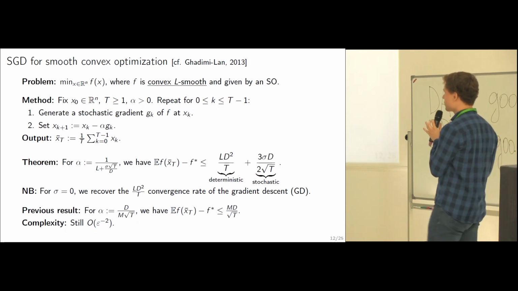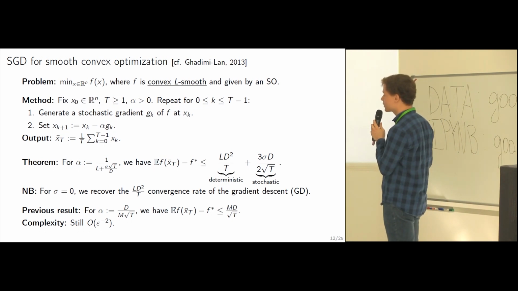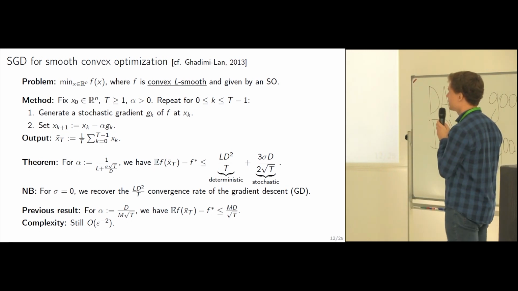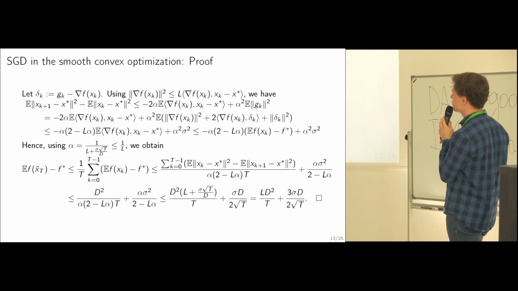So to summarize, it turns out that this complexity cannot be improved. I already told you about this, even if our function is smooth. It changes things slightly. It replaces this constant m with constant sigma, and we saw that in some contexts this sigma can be quite small, but in terms of the dependency on epsilon, we cannot improve anything.